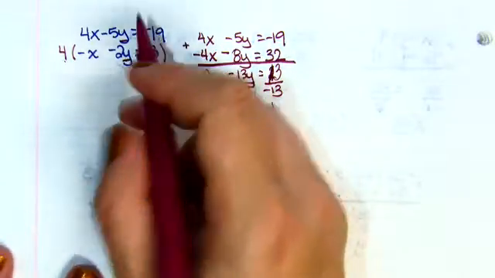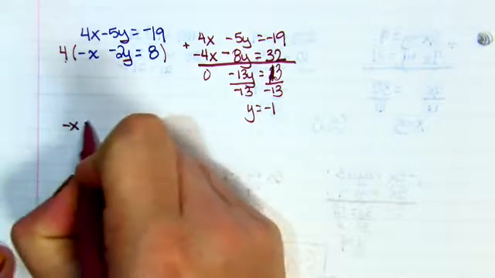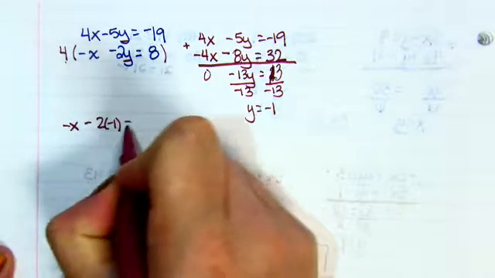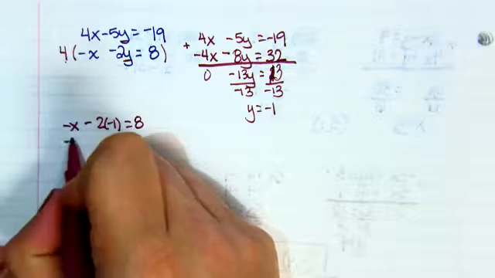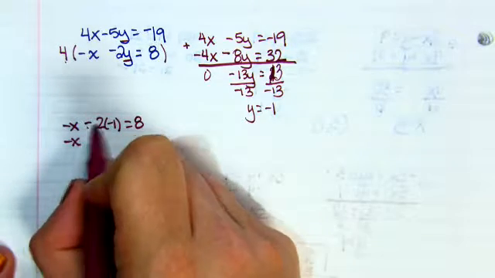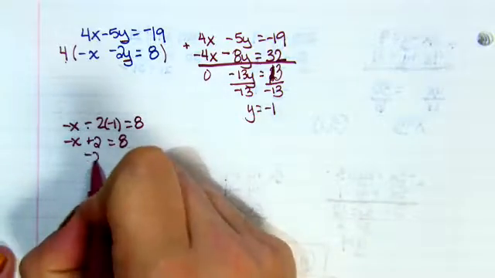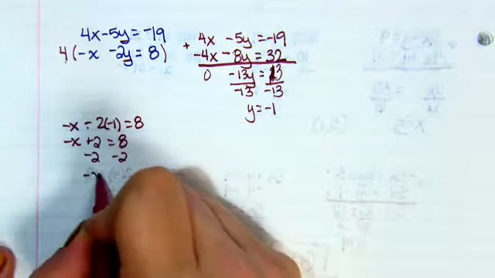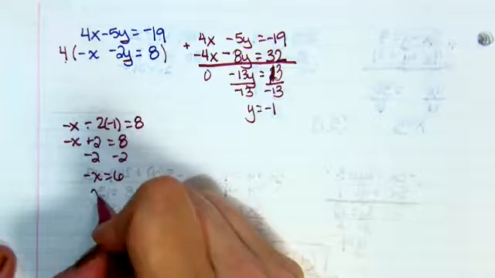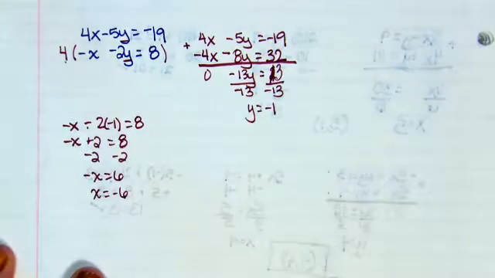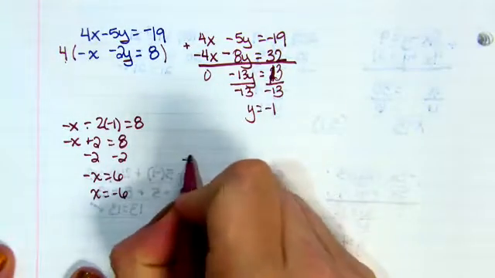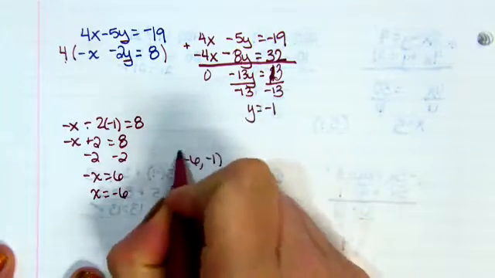Let's substitute it into the bottom one. Negative x minus 2 times negative 1 equals 8. Negative x, I'm subtracting a negative 2, which is the same as adding 2. Subtract 2 from each side, I get negative x equals 6. So x is going to be negative 6. So my solution is negative 6, negative 1.